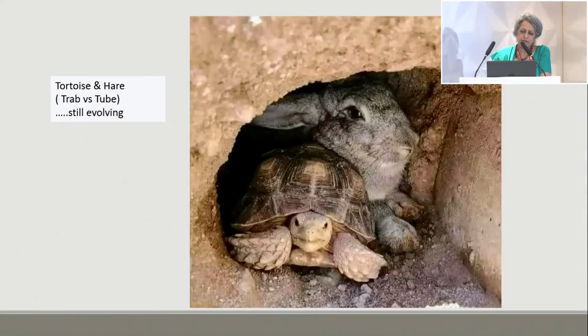So back to tube, the tortoise and hare story. The tube story is still evolving. Trabs are not yet done with. They're still there, but the tubes are evolving and the new ones will come in. But my topic was indications and types, and I think I've covered that. Thank you.